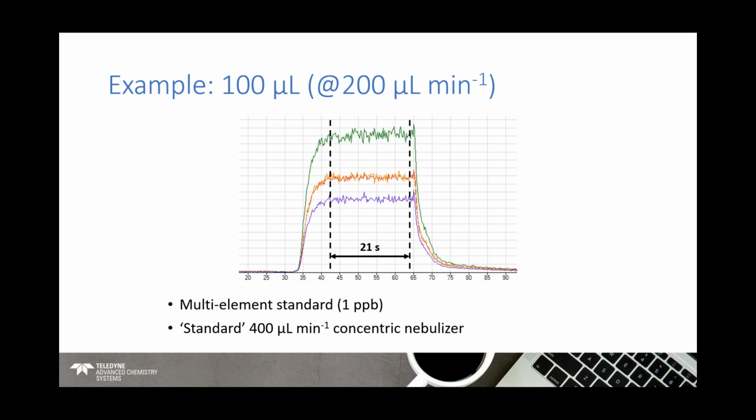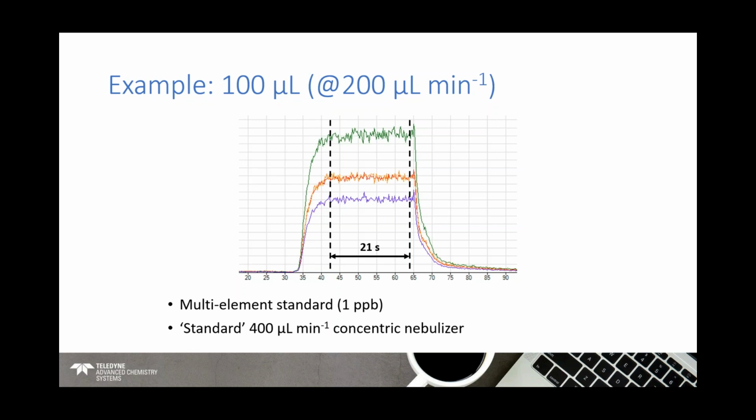From that, there's a growing period, there's a washout period, but in the middle, there's that period of stability where you take your measurement. So from there, we got 21 seconds of measurement time for 100 microliters, which might be plenty if you were interested in only a couple of analytes, a couple of isotopes. That might be perfectly fine.